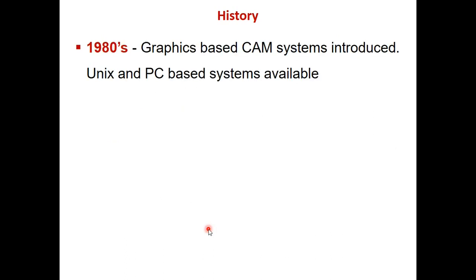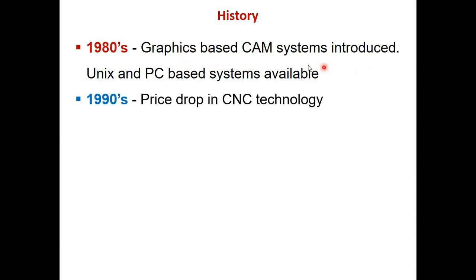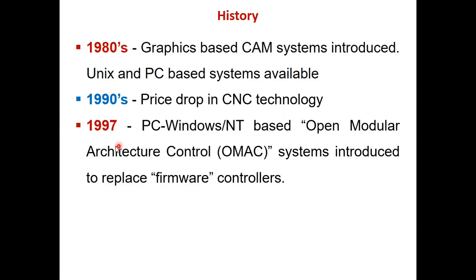In the 1980s, this is the time when desktop computers came into the picture. So good graphical CAM systems were introduced, and that is when CNC started, and the prices went down more in the 1990s because good quality controls were there, and also the price of computers was going down very heavily. And from 1997 we started with PC based control, that is, using a single computer we are controlling maybe 10 to 20 machines.